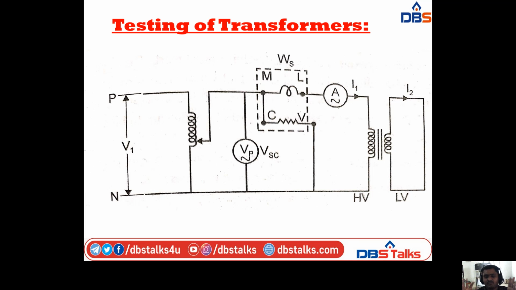Same circuit arrangement, the only difference is here I am short circuiting the secondary winding. In the previous case we were open, but in this one we are short circuiting. Same here, we are taking a voltmeter to measure the primary voltage or short circuit voltage, and an ammeter to measure the primary winding current, that is I1, and a wattmeter to measure the losses, that is WS. The wattmeter has four terminals, M, L, C, V. M means main, L means line, C means common, V means voltage. We have primary voltage V1, and it is an AC supply, that means we have phase and neutral connections.